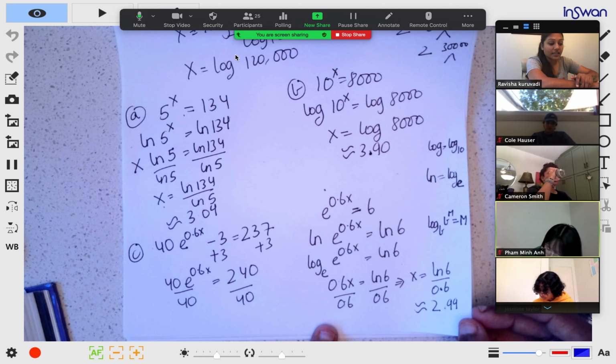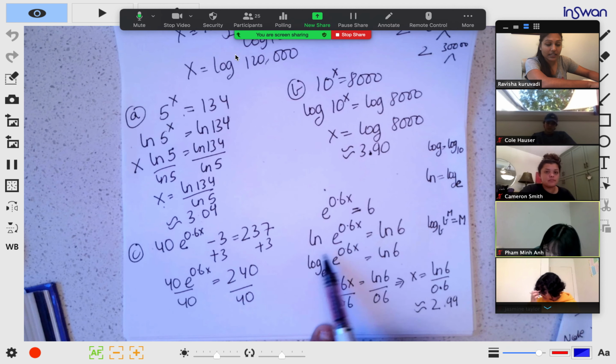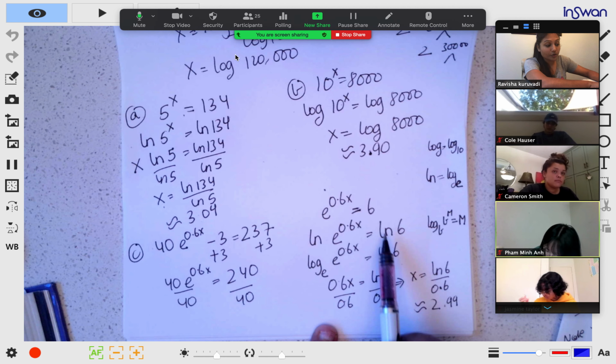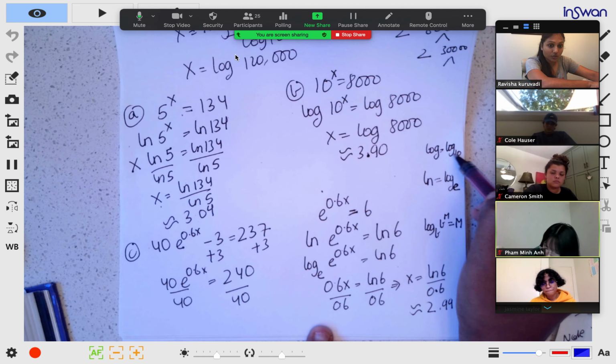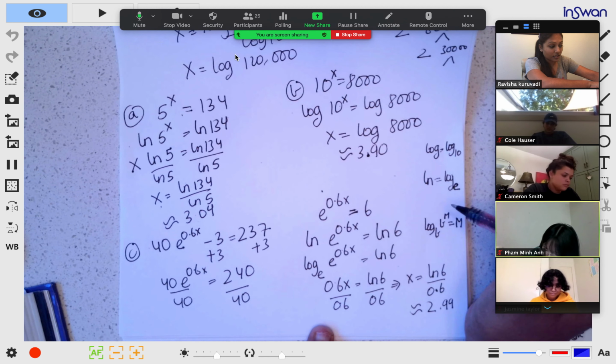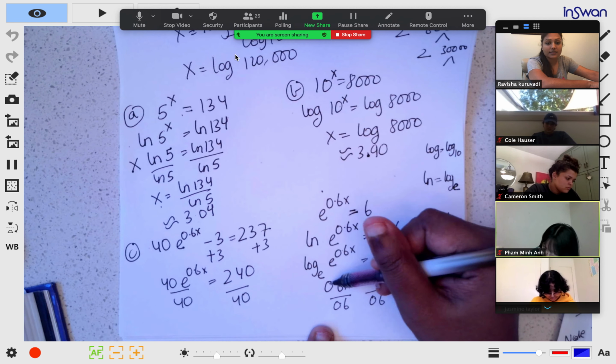So note in this case, guys, first you have to isolate it. In the previous example, it was already isolated. Once you isolate it, you take ln on both sides since you don't see any 10. And you have to remember the properties. Log 10 to the power of m is equal to m, and ln e to the power of something will also be equal to that thing. So here this cancels, and you're left with 0.6x.